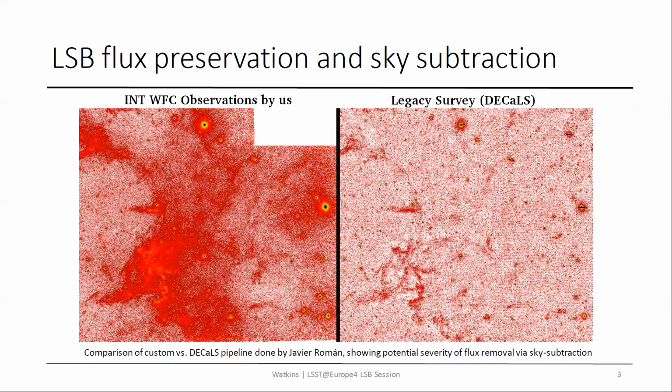So I thought I would start this off by scaring all of the LSB science people in the room and showing this image, which was gifted to me by Javier Roman. What this is showing is 2 images of the same part of the sky. The left image is an INT exposure taken by Javi and reduced using his own custom pipeline. And you can see all this lovely diffuse light, these galactic cirrus clouds. And the right image is the exact same field, but as seen in the DECaLS survey. So basically post their sky subtraction routine. And you can see that if you do a sky subtraction that's not tailored to LSB, you run the risk of removing basically all of it from your images.